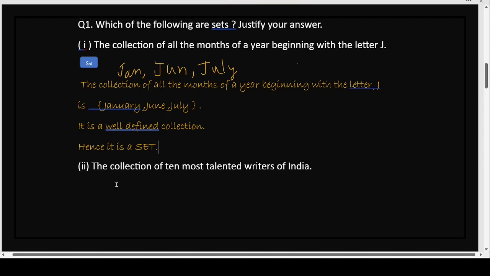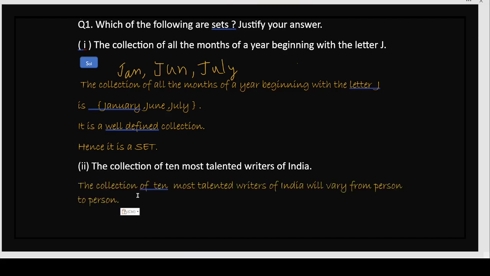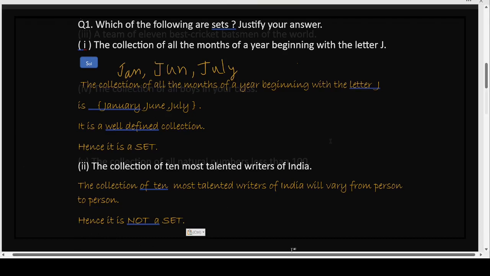Next one. What is the collection of 10 most talented writers of India? See, this is again a matter of perception. The answer will not be unique and you will get different answers from different people. So the collection of 10 most talented writers of India will vary from person to person. Hence it is not a set because it does not have a well-defined collection of elements. So it is not a set.